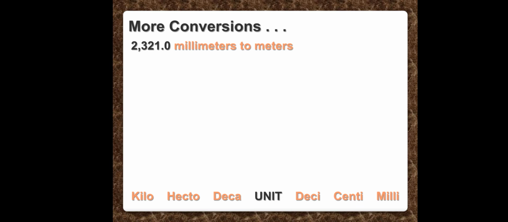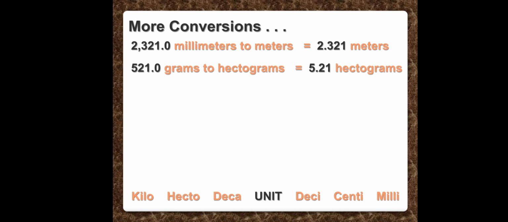2321.0 milliliters to meters equal to 2.321 meters. 5.21 grams to hectograms equal to 5.21 hectograms.